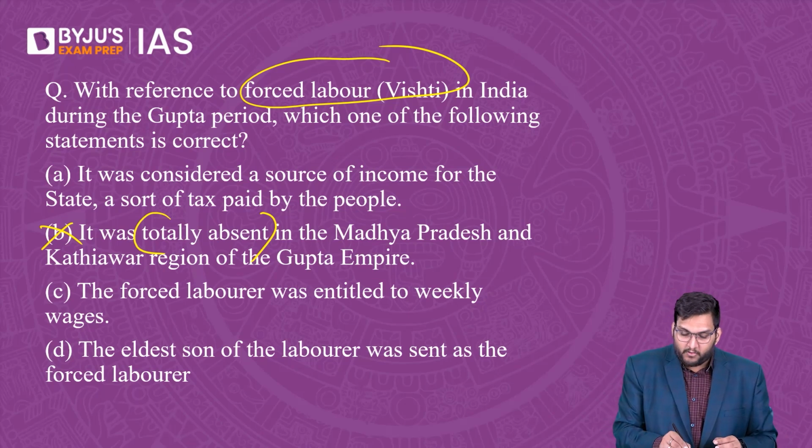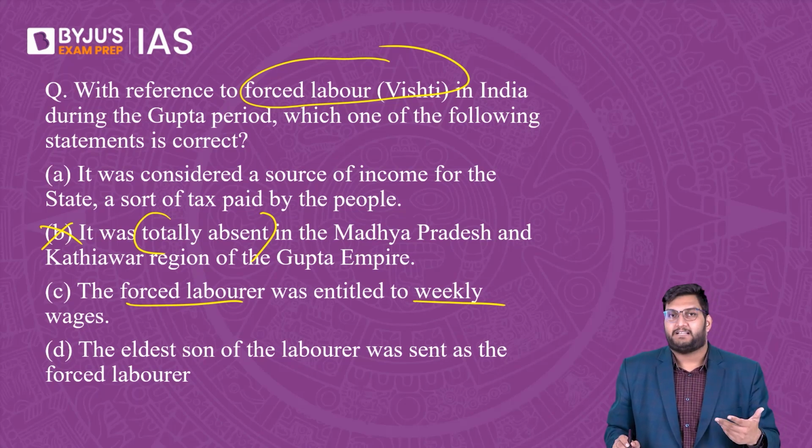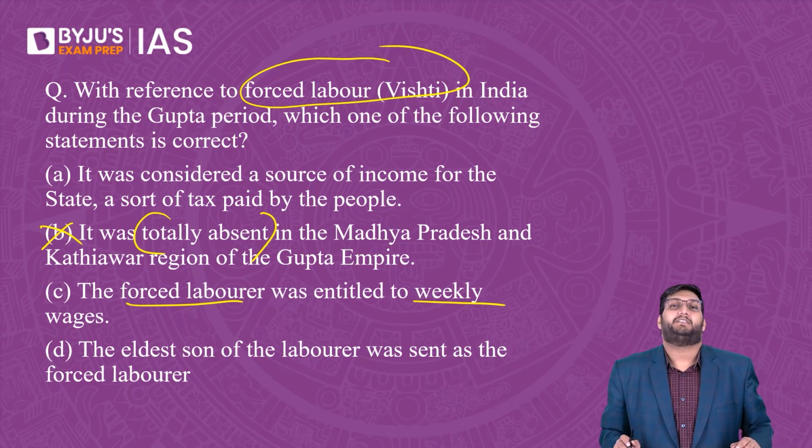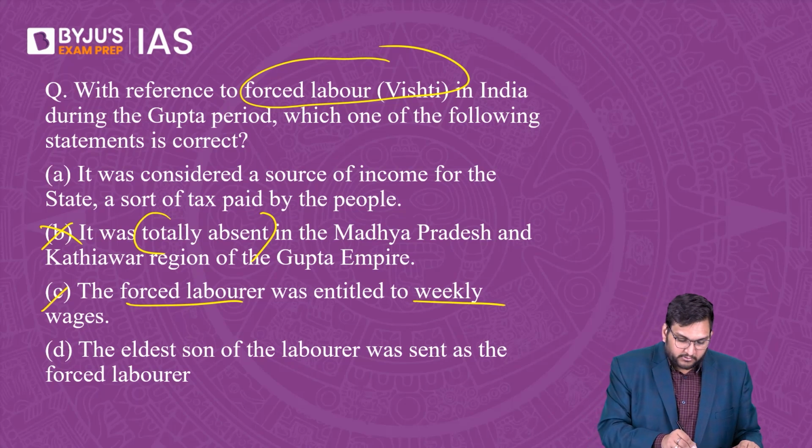Then it says forced laborers are entitled to weekly wages. A forced labor is based on debt bondage. Debt bondage means that you owe something to the person. If you owe something to the person and it is a forced labor, then how will you get a wage? So this is also incorrect.